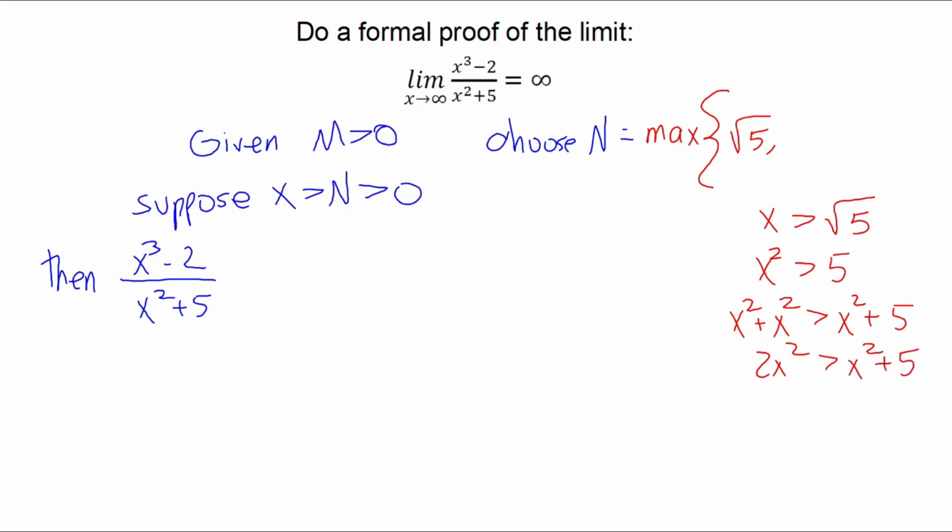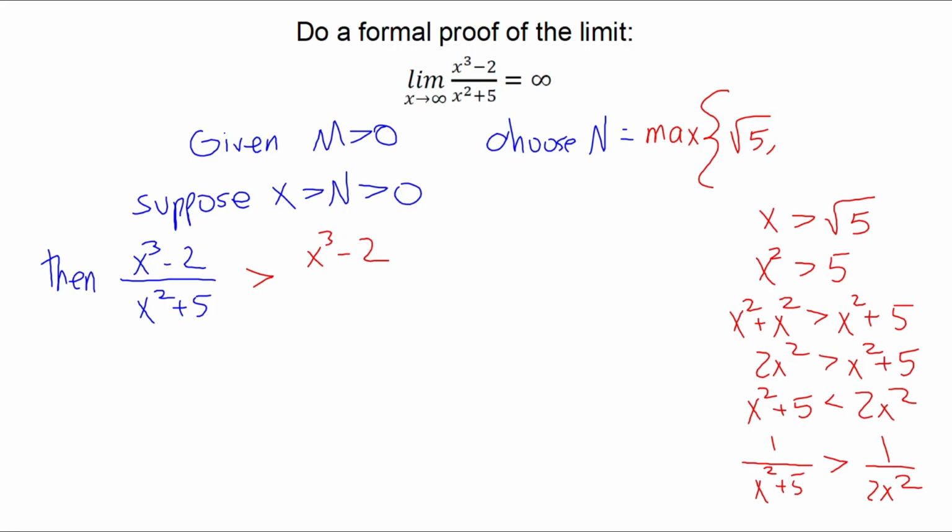And if I do that, we're going to kind of flip this around. That means that x squared plus 5 is less than 2x squared. And we actually have a function over x squared plus 5. So 1 over x squared plus 5 is now greater than 1 over 2x squared. And so now we have a relationship between 1 over x squared plus 5 and 1 over 2x squared, which allows us to say that this is greater than the same numerator there, which is a positive value, divided by 2x squared. And so we're going to start off that way.